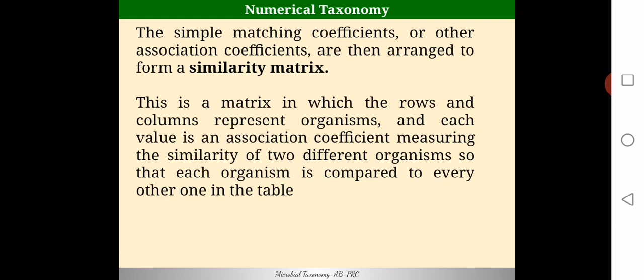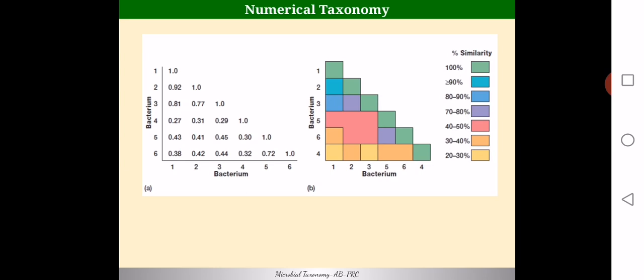There are many organisms, and all of them could be compared with each other. There will be a comparative analysis between each and every organism. And we provide the association coefficient values to the concerned columns. Clear? So each value of this matrix is an association coefficient which measures the similarity of two different organisms. In short, each organism will be compared with each and every other organism. So this will give you an idea. You can see bacteria 1, 2, 3, 4, 5, 6 given on one axis, and the same organisms given on the other axis also. And the values given represent the association coefficient.